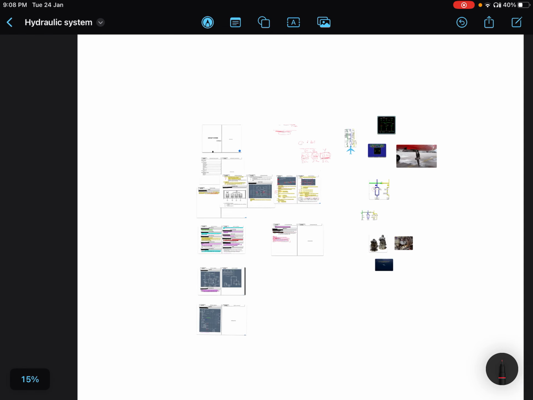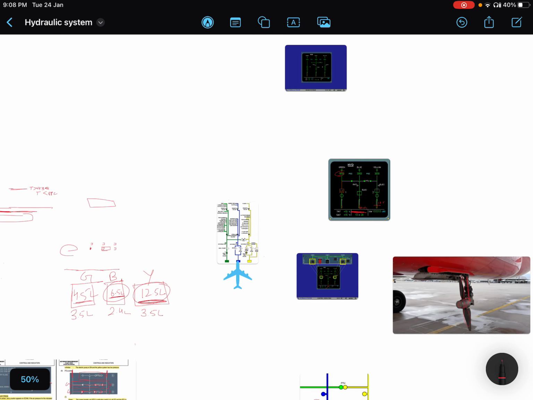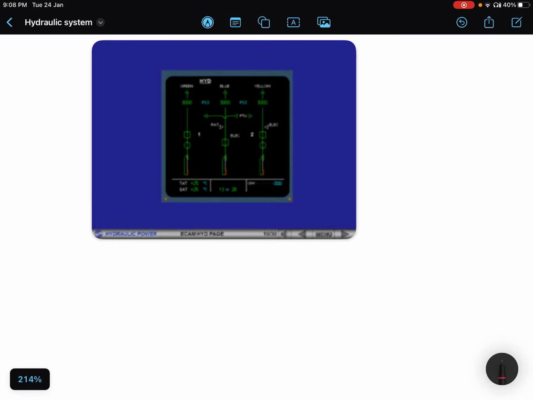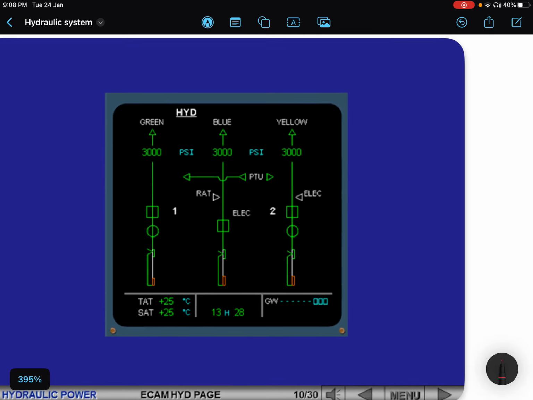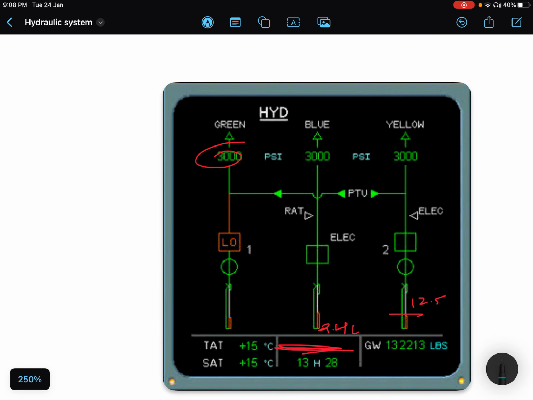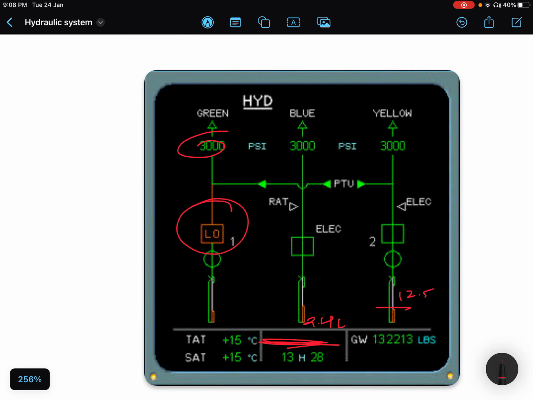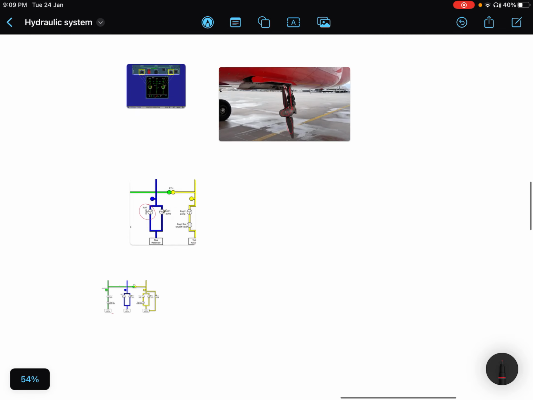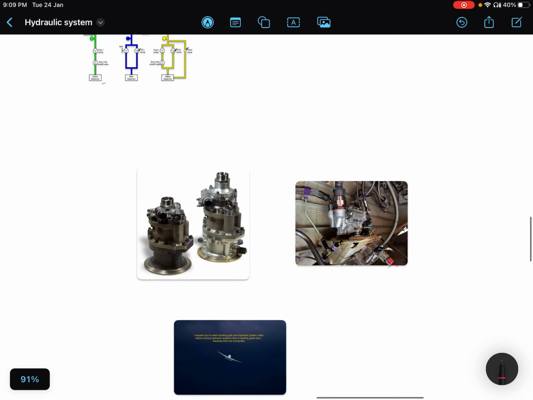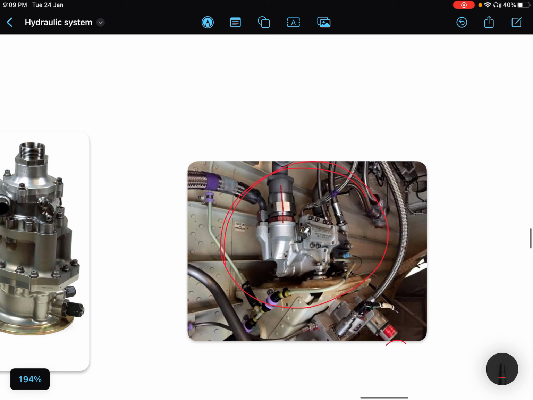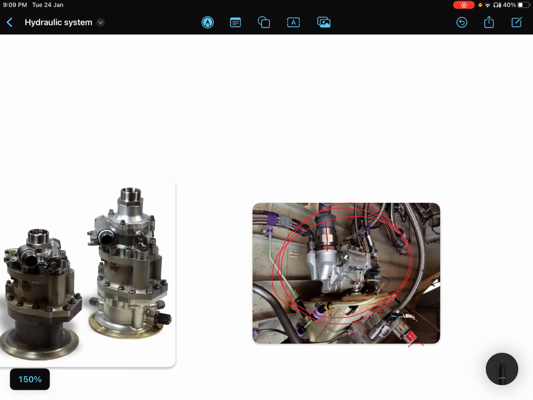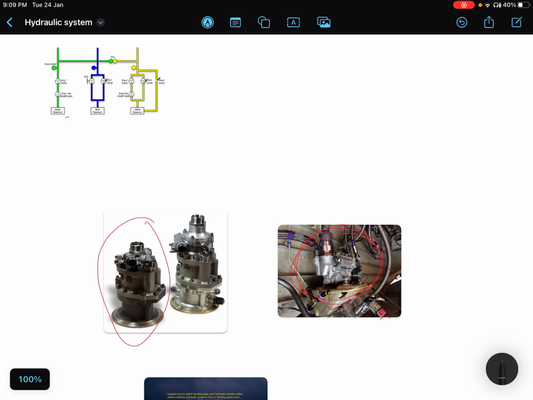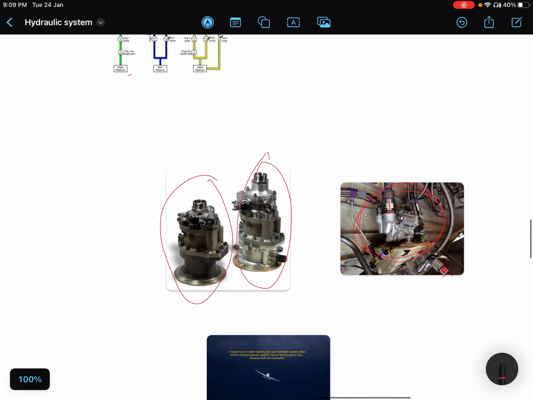Here the chapter ends, and I would like to show you how a hydraulic page looks like. This is something when low pressure is here. This is how a PTU looks like. This is the PTU, right? And these are the engine driven pumps. This is how they look.